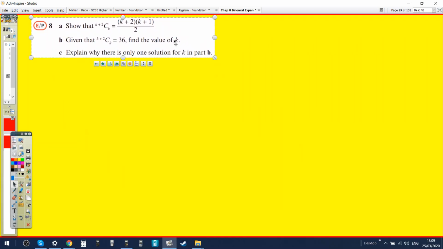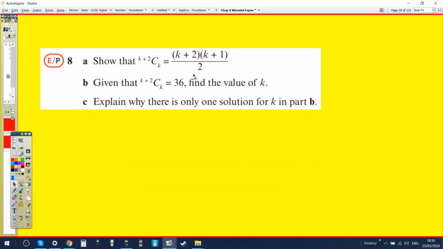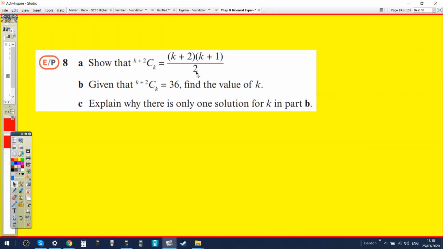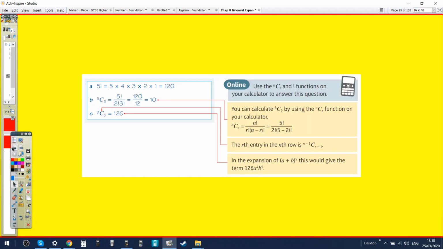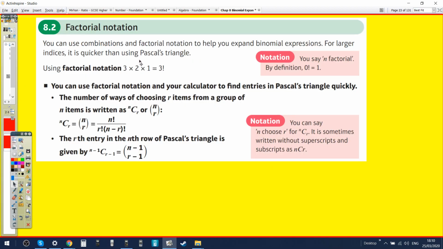What is this malarkey? Show that this is that. Oh, is this actually an exam question? Okay, hang on. Factorial notation, yes. So this n choose r, or nr sometimes written, looks like a vector, not a vector. N is on the top, and then r is on the bottom with n minus r, and it's all factorials.